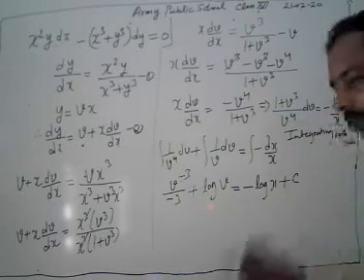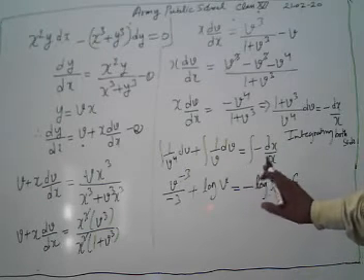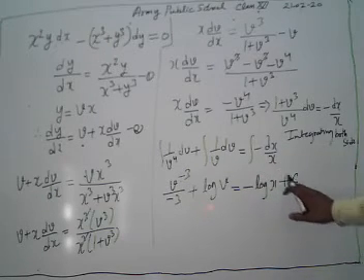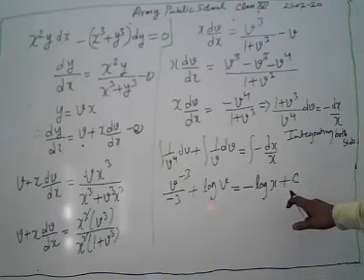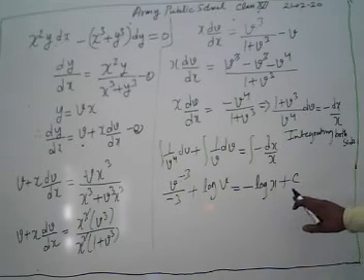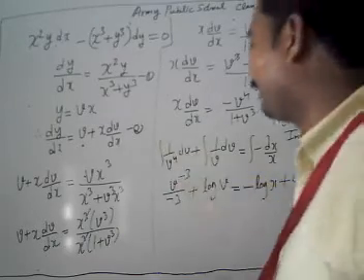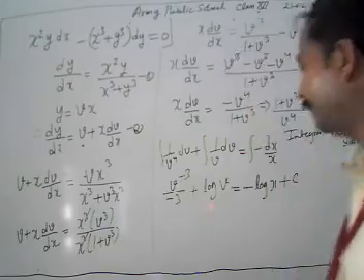Now after integration, what do we get? We get v to the power minus 3 by minus 3 plus log v equal to minus log x plus c. Now after putting these values, what do we have to do? This is our required solution, but in our last step we have to put, in the place of v, what?